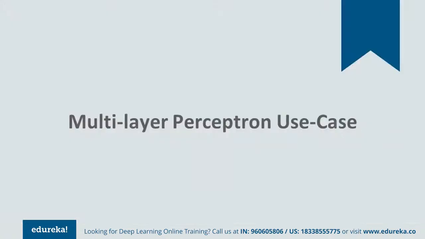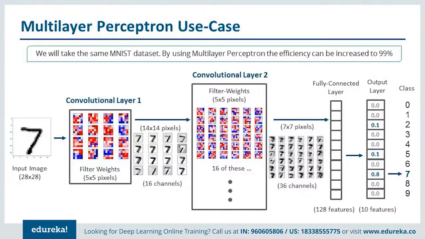So now what I'm going to do is make use of the same MNIST data set and increase the efficiency of that data set by 97 to 99% with the help of multi-layer perceptron. So guys, let us go ahead with that. As I've told you earlier as well, we are going to use the same MNIST data set which we have used in the single layer perceptron.